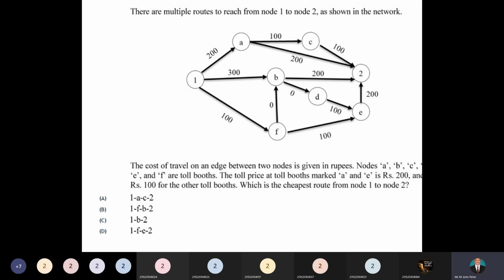So we omit the first. Next 1 to B, B to 2. So that is 500 we are getting. So 1 to B 300, then 200. So total 500. So that's also eliminated. So higher than 300 we are getting, higher than the second route. Next 1 to F, F to E, E to 2. So that is 400 we are getting. So hence 300, the second route is the cheapest route. Second route is the cheapest route. Okay.